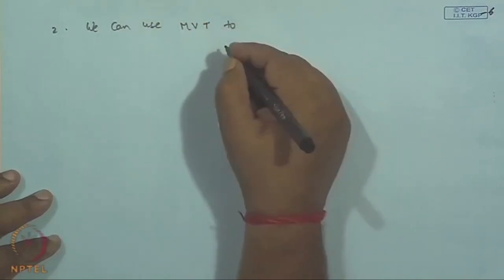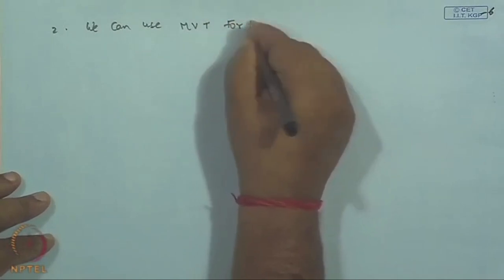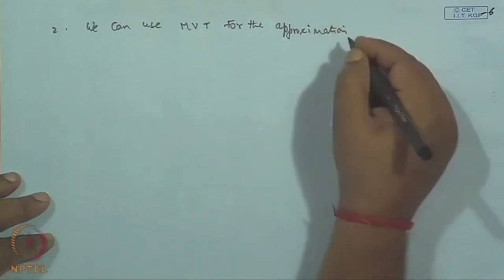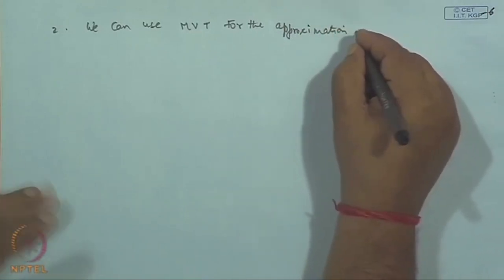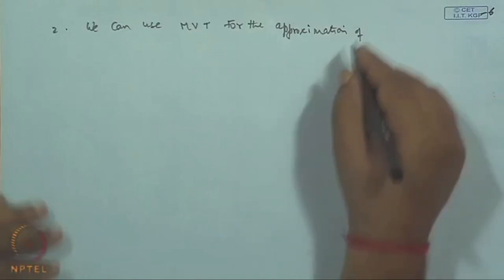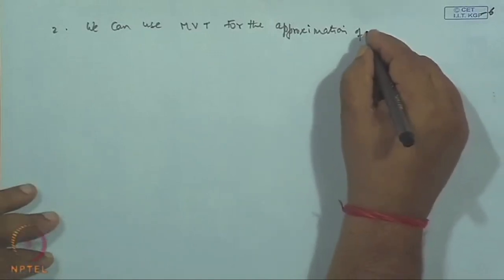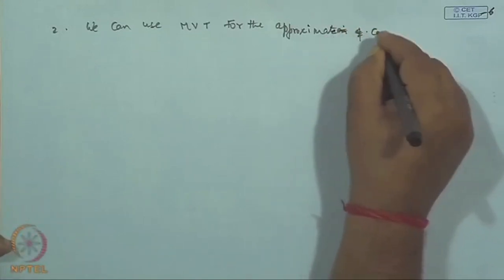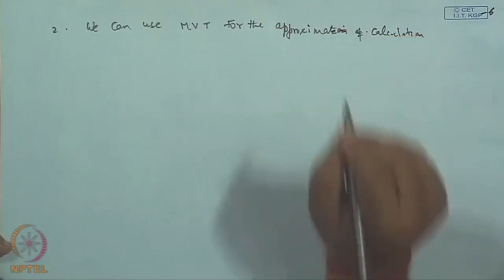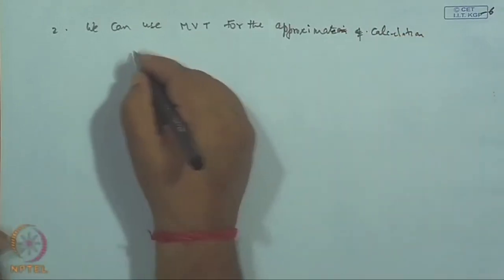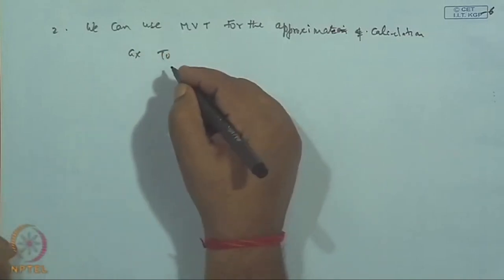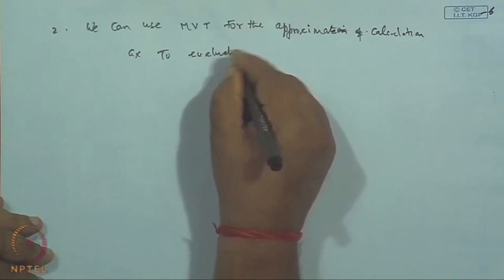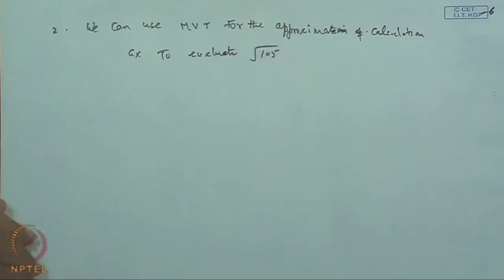for the approximation of roots, for approximate calculation, you can say. Let's see how. Suppose we wanted to evaluate under root 105.